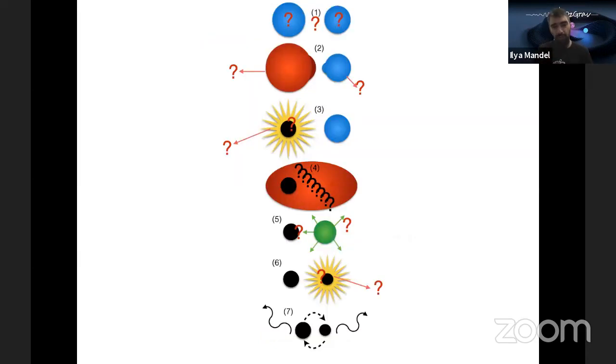So there are all these questions in this picture of binary evolution, and we might be able to use the final part of the story, which is the rates and the properties of the merging compact object binaries, to learn something about how stars and how binaries evolved.